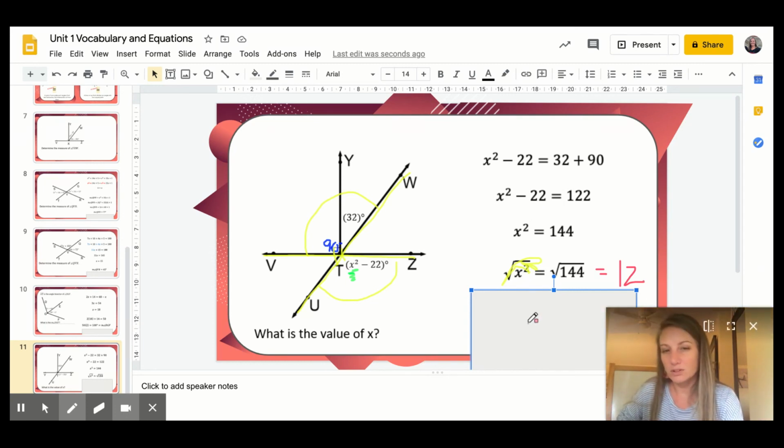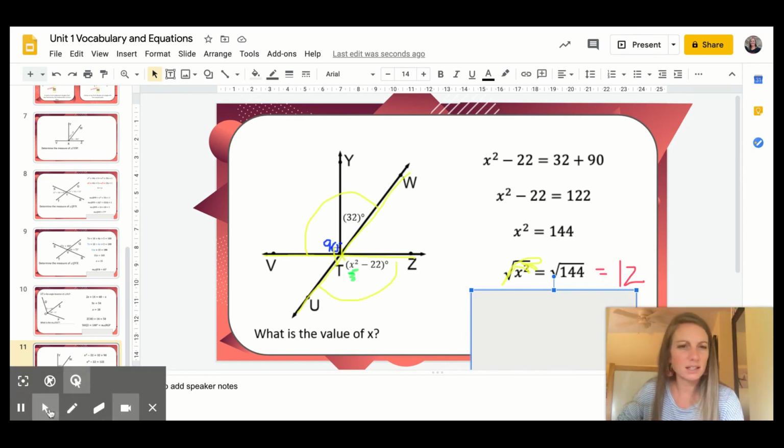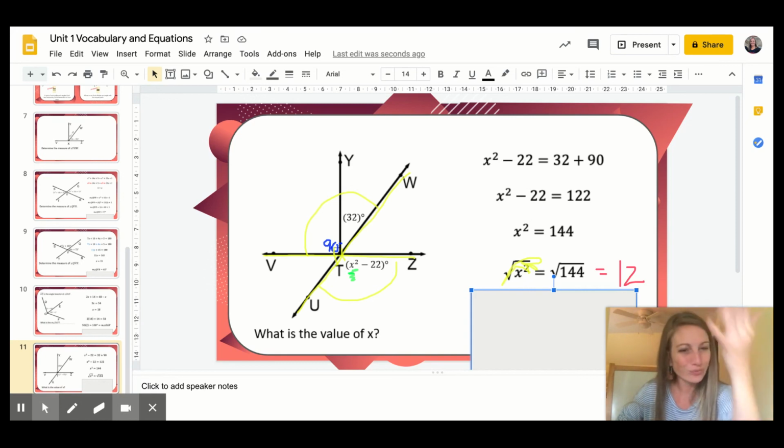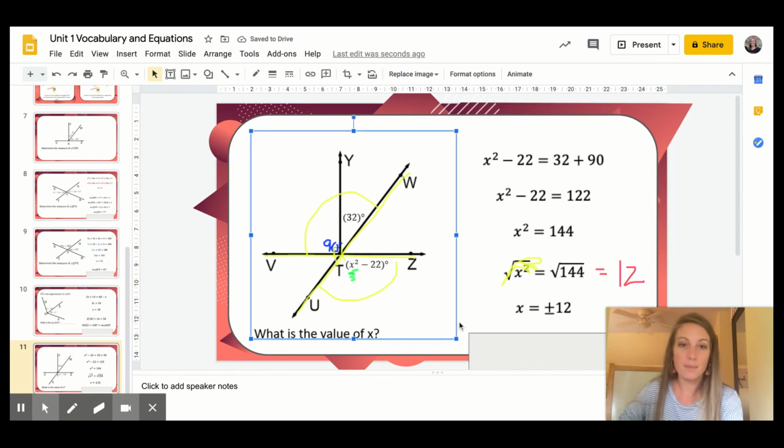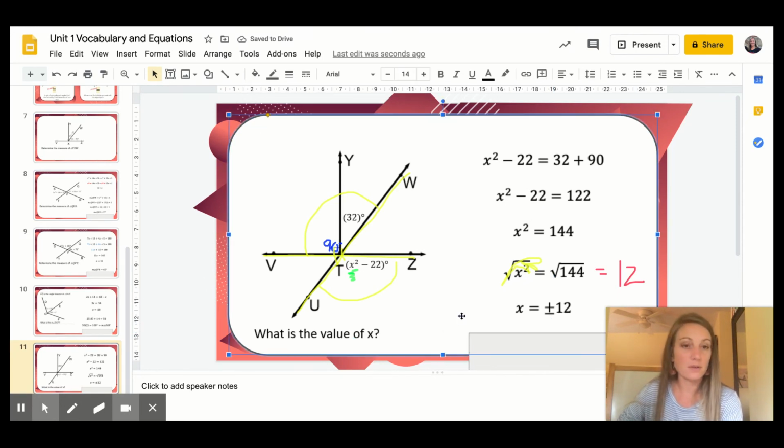I hope maybe one or two of you came up with this, because it's a little bit of a difficult concept at first, but then after you see it once, you're like, oh, duh. Remember that a negative times a negative is also a positive. So a negative 12 times a negative 12 is also a positive 144. So when you take the square root of a number, it gives you a positive answer and a negative answer.